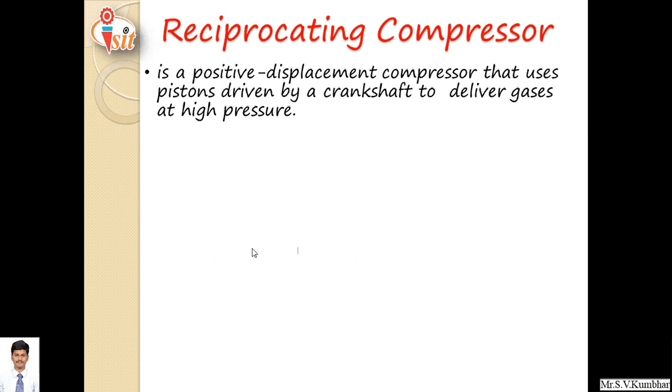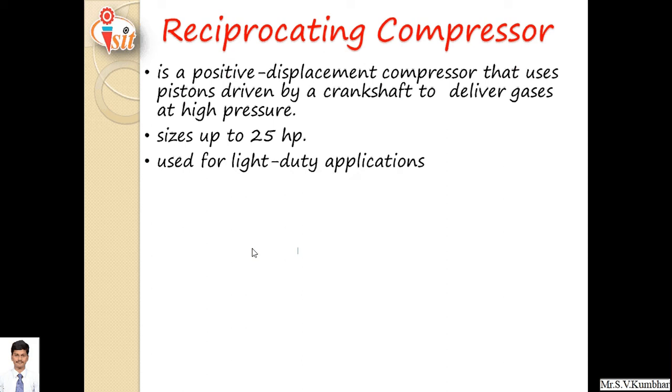The next part is the compressor, which is used, in refrigeration systems, as a reciprocating compressor. In refrigeration systems, generally a reciprocating compressor is preferred. Nowadays, the motor is enclosed in a single unit with the compressor, and that we call a hermetically sealed compressor. A reciprocating compressor is a positive displacement compressor that uses a piston driven by a crankshaft to deliver gas at high pressure. The size of a reciprocating compressor may be up to 25 HP, and it is used for light duty application.